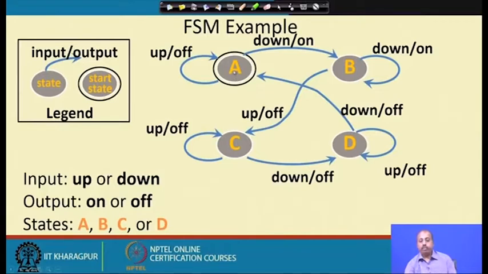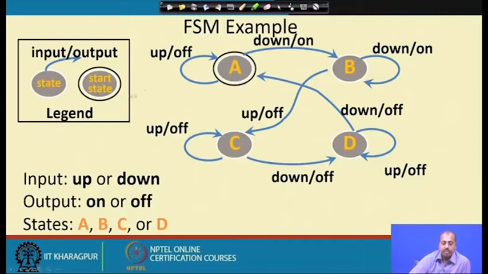Only when you go to state A, if you put the switch down, then it will be turned on, and after that if you are in state B, then as long as it is down, it will be on. So, this is a hypothetical behavior of a system that has some input switch and some output which can be turned on or off. This is an example of a finite state machine. It has 4 states A, B, C, D.